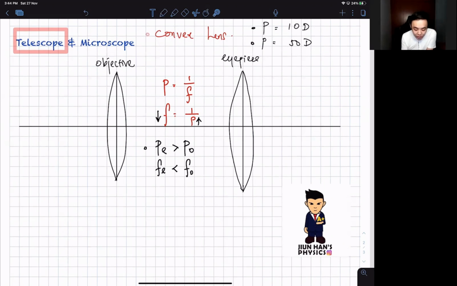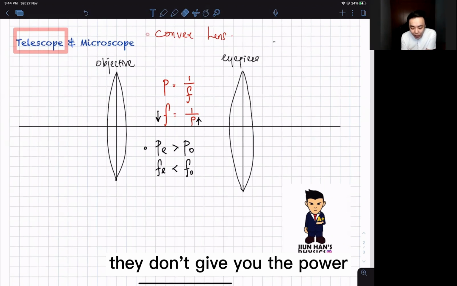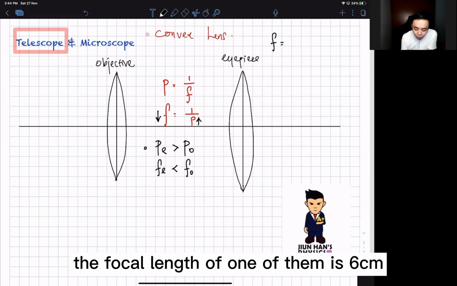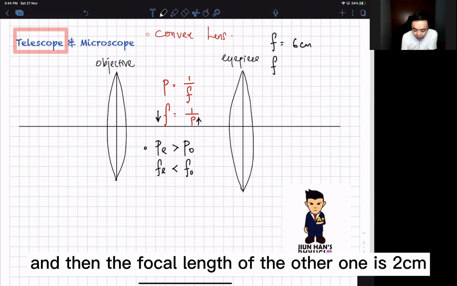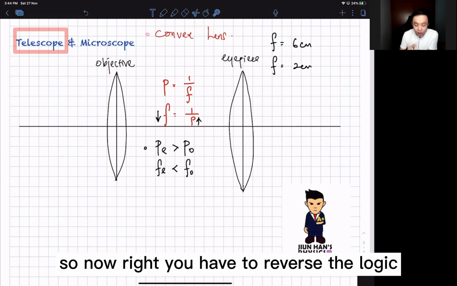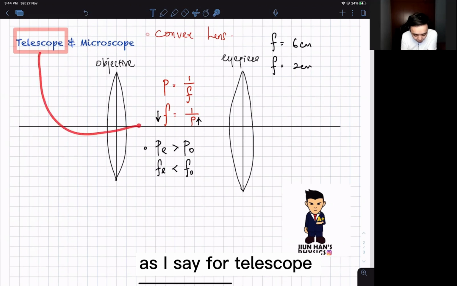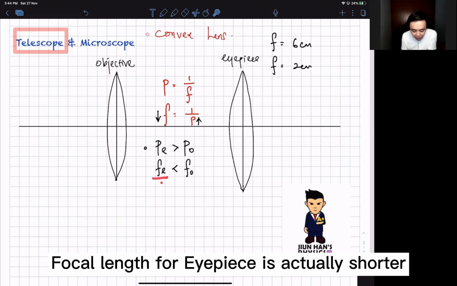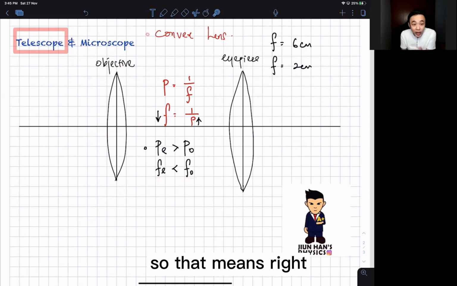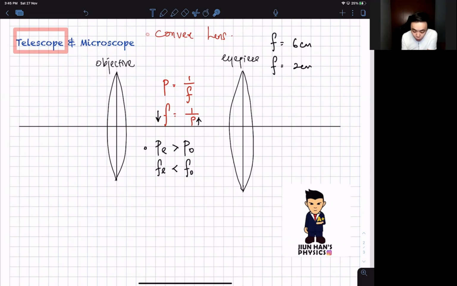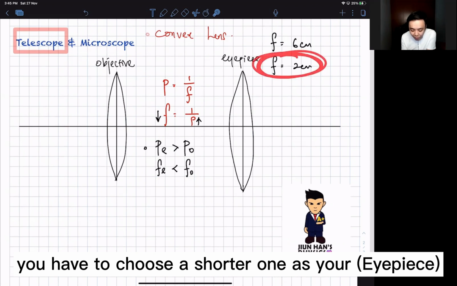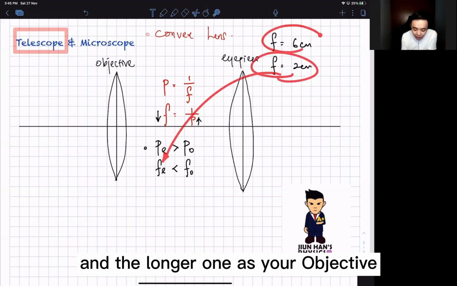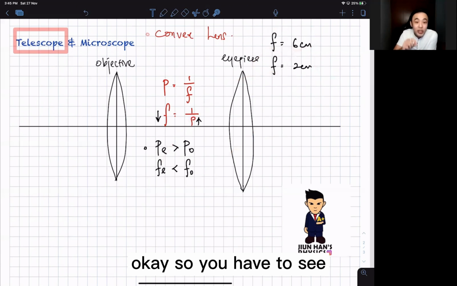Remember, sometimes they will trick you this way. They don't give you the power. They will tell you the focal length straight away. For example, they say, I have two lenses. The focal length of one of them is 6 cm, and the focal length of the other one is 2 cm. So now you have to reverse the logic. As I said, for telescope, the eyepiece power is bigger than the objective, but the focal length for the eyepiece is actually shorter than the objective. So whenever you're choosing, you choose the shorter one as your eyepiece and the longer one as your objective. So you have to see, depending on what's given.